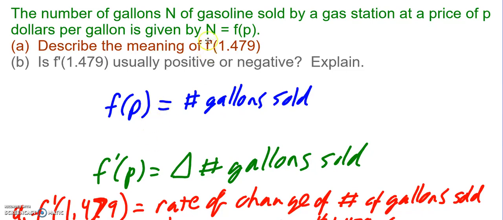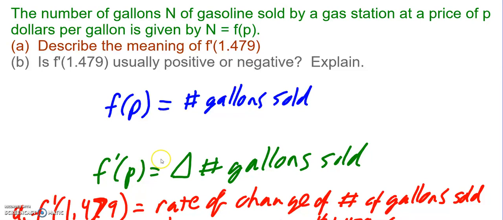Okay, so here we want to make sure we really understand the variables, like I was saying before I had you pause. And we understand that F of P is the number of gallons sold, where P is the price per gallon, price in dollars of a gallon. So when we want to think about, well, what is the meaning of F prime of 1.479? Well, first we need to think about what is the meaning of F prime of P. So the derivative of the function is going to be the rate of change of the number of gallons sold at a given price P.